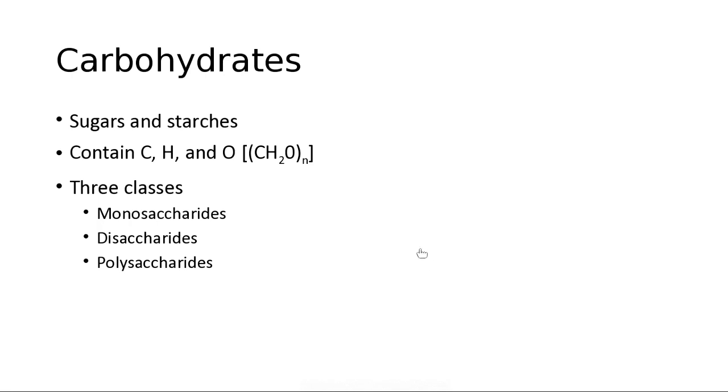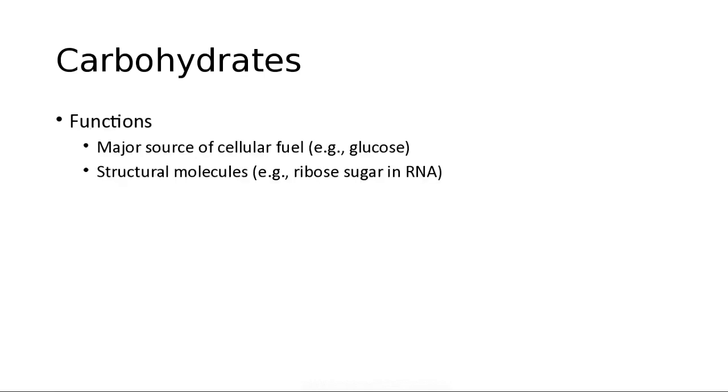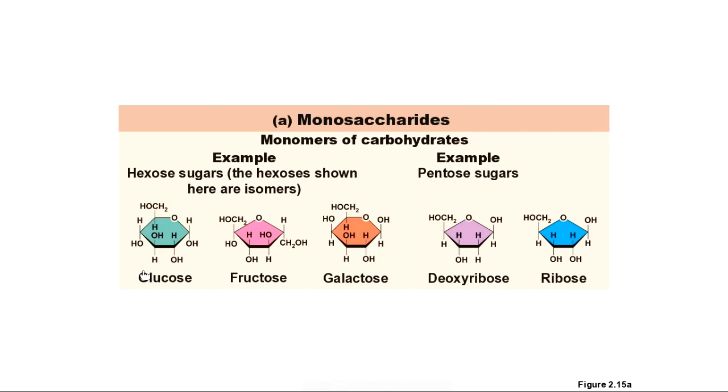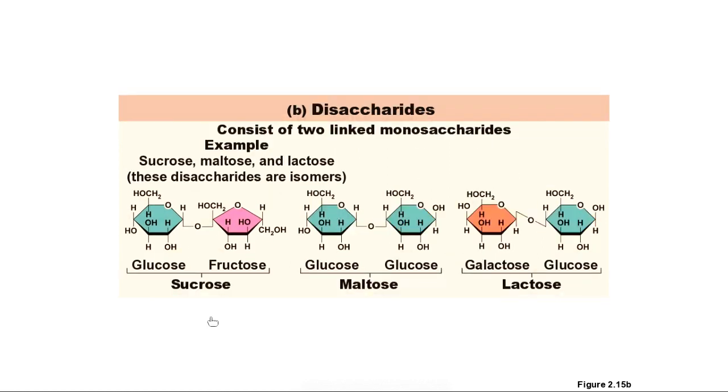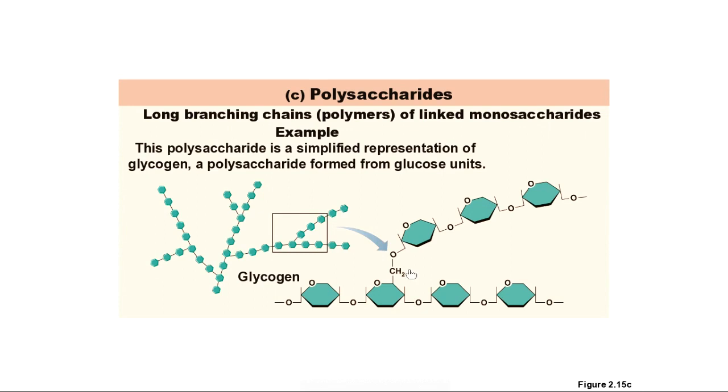Carbohydrates include starches and sugars, and we have 3 classes: monosaccharides, disaccharides, and polysaccharides. The function is a source of fuel and structural molecules for ribonucleic acid as well as deoxyribonucleic acid. Some monosaccharides are glucose, fructose, galactose, deoxyribose, and ribose. These are some disaccharides. Di is for 2: sucrose, maltose, and lactose. Then we have polysaccharides. Glycogen is an example.